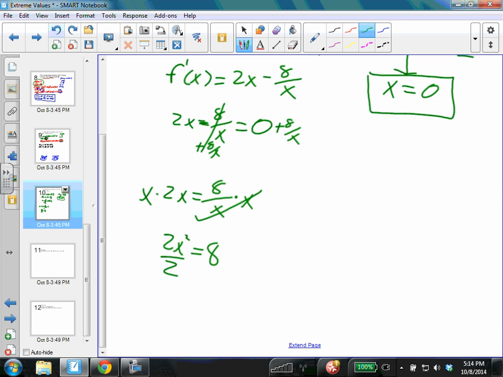And then I'm going to divide by 2 on both sides of the equation. So x squared is now equal to 4. If I take the square root, that means that x equals positive or negative 2. So now I have two other places to check. X equals negative 2. X equals 2.